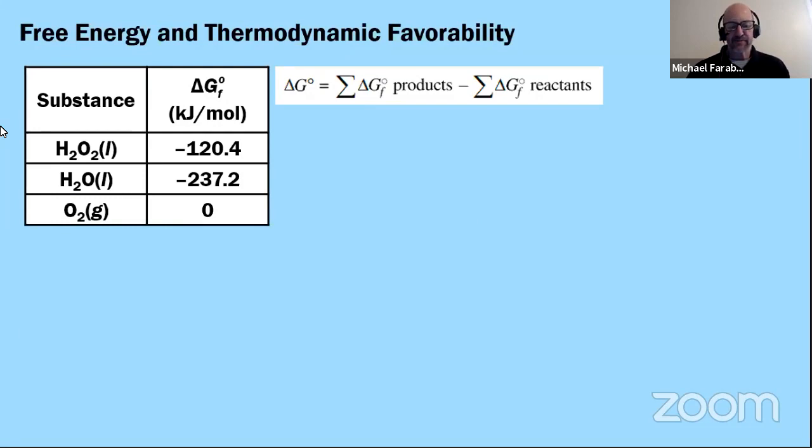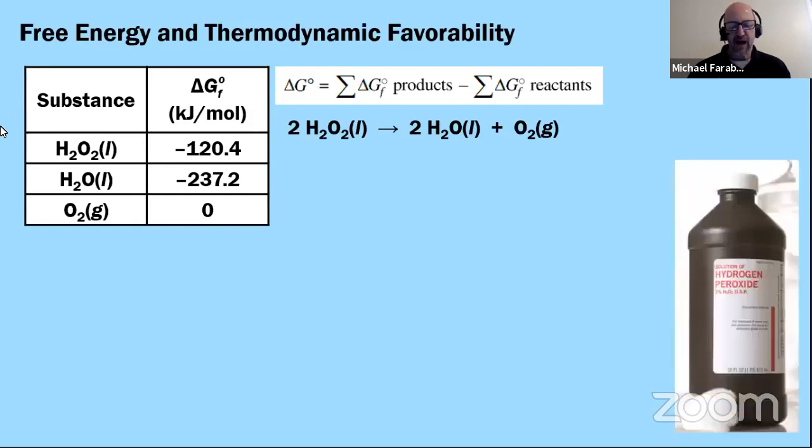Here's another example of a decomposition equation, a reaction. This is hydrogen peroxide, H2O2. I'm going to go ahead and think about hydrogen peroxide in terms of what you might find in your medicine cabinet somewhere at home.